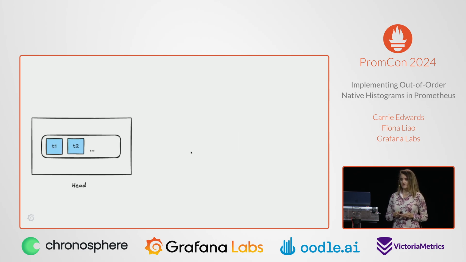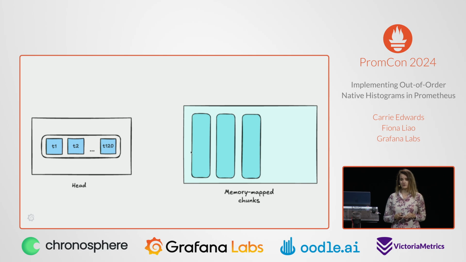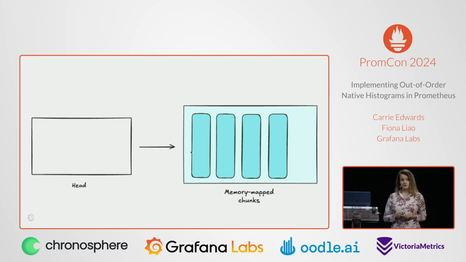Another major change that needed to be made involved chunks. So I'm going to walk through how chunks work and then what needed to be changed. As samples come in, they're initially written to the head chunk. The head chunk has a limit on how many samples can be stored in it. Once the head chunk is full, it's written to the disk as an immutable chunk, which is referred to as memory map chunks or M-mapped chunks. After the chunk is written to the immutable memory, a new head chunk is created, and incoming samples will be appended to this new head chunk.